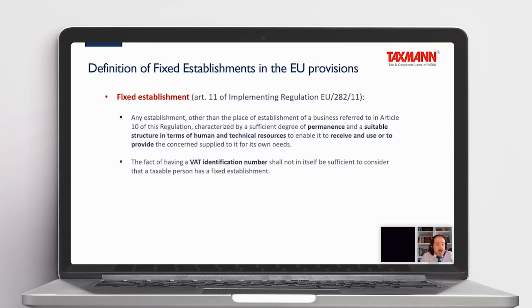We have a definition which is offered in Article 11 of the implementing regulation 282/11. This definition consists in considering a permanent or fixed establishment as any establishment other than the place of establishment of the business place, as settled in Article 10, characterized by a sufficient degree of permanence and a suitable structure in terms of human and technical resources to enable it to receive and use, or to provide, the concerned supply in any case, according to its own needs. So the fixed establishment requires some special features that we will come back to in the following slide.